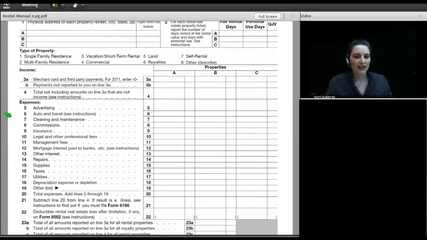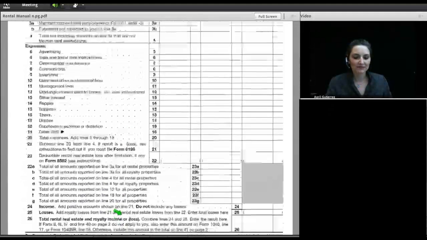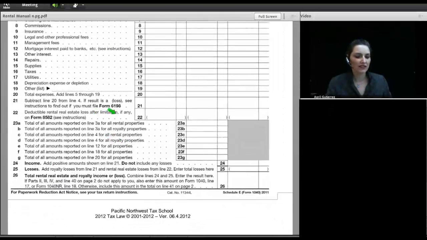Then we move on and we have the income section, which has also got some changes to it. It says merchant card and third-party payments for 2011 enter 0. And then it says payments not reported to you on line 3A. Well, that would be everything else because nothing can go on line 3A this year. And line 4 is the total rent you received. Moving on down the form, we can see on line 23 we have some new lines. Lines 23A through G are all new for this year.